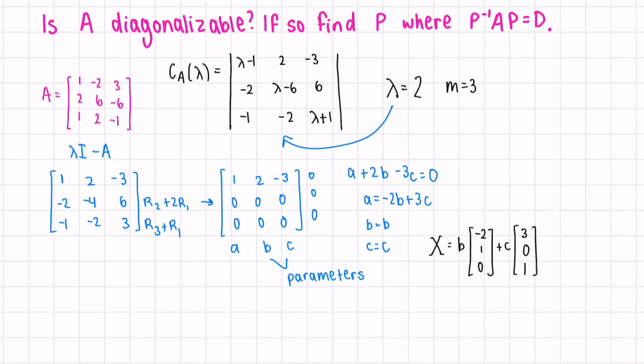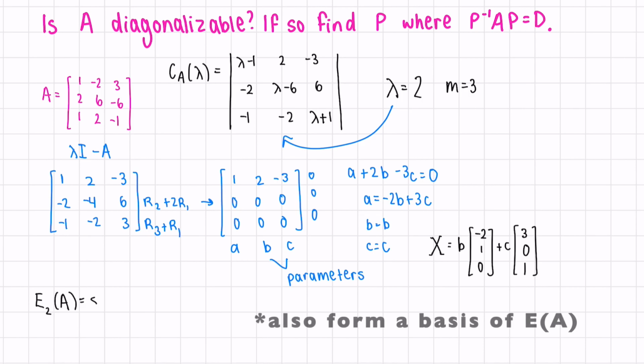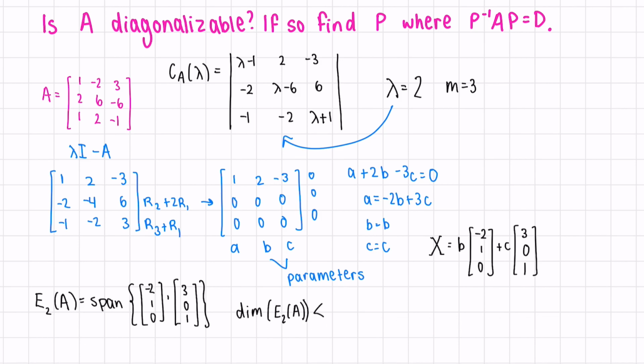And if we want to write this as a span, we could say the eigenspace of eigenvalue 2 for a matrix A is the span of these two eigenvectors. And since this dimension is less than the multiplicity of the eigenvalue, which is 3, we can conclude that A is not in fact diagonalizable.